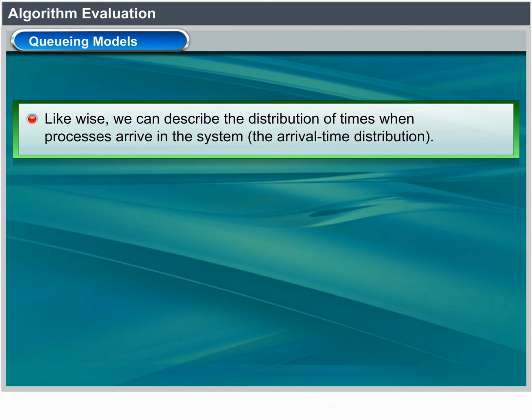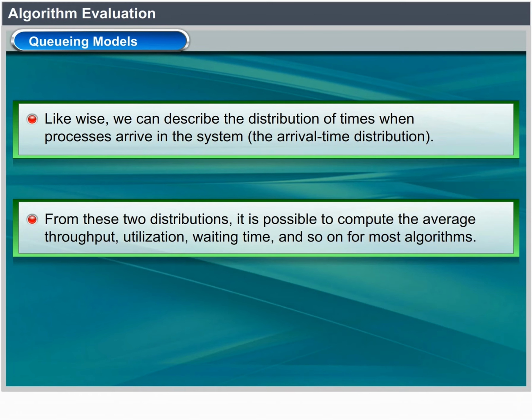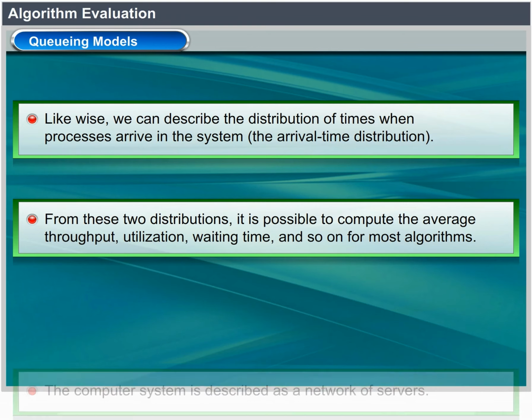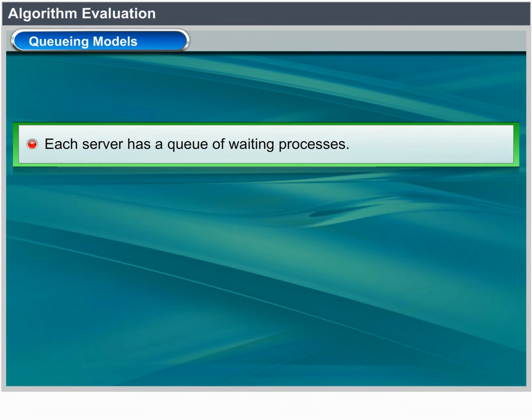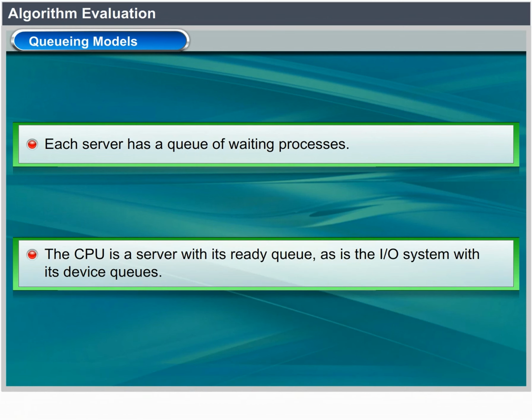Similarly, we can describe the distribution of times when processes arrive in the system, the arrival time distribution. From these two distributions, it is possible to compute the average throughput, utilization, waiting time, and so on for most algorithms. The computer system is described as a network of servers. Each server has a queue of waiting processes. The CPU is a server with its ready queue, as is the input-output system with its device queues.